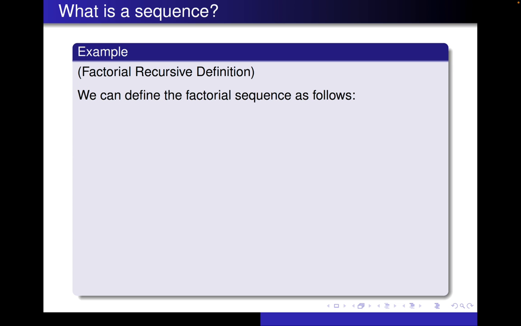All right, so now we're going to actually define the factorial sequence recursively and show you what a formal recursive definition is. We're going to define it as follows. First of all, I'm going to tell you what the very initial term is. That's 0 factorial, which we're going to define equal to 1. And then we're going to define the rest of the terms recursively.